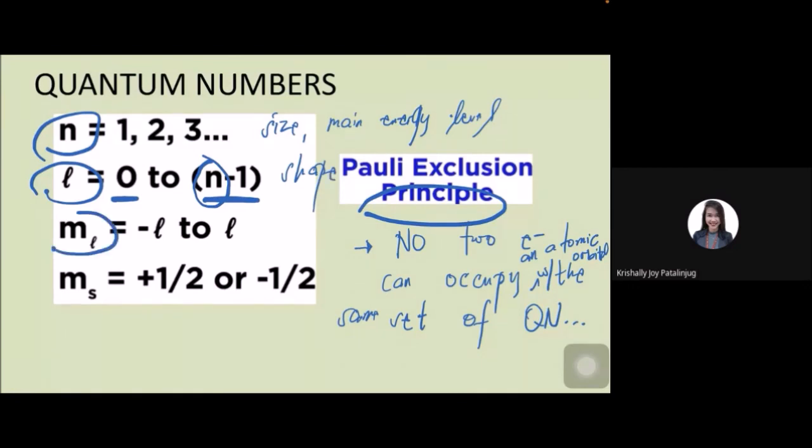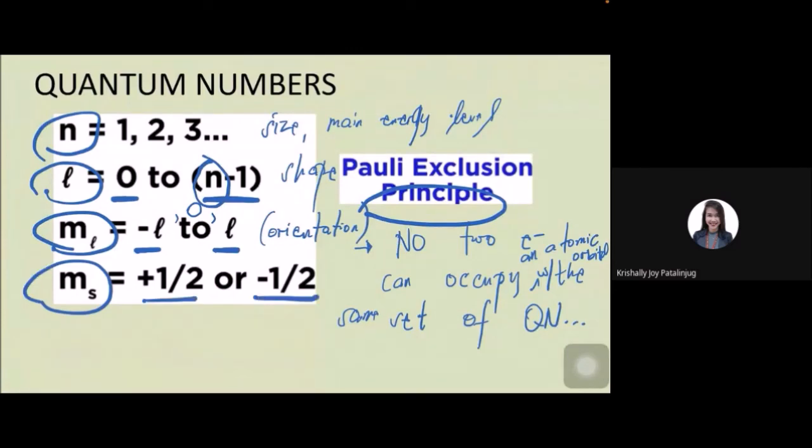The m sub L is the magnetic quantum number. It has a value from negative L, 0, to positive L. It describes the orientation, position, or location of the atomic orbital. And then you have the spin, which could have a value of positive half or negative half.